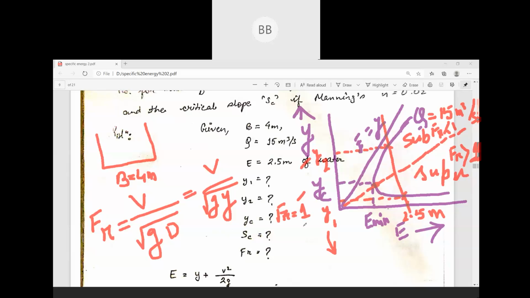Okay, so now what we have to do is find the y1 and y2 values for which your energy is the same. Then we need to find the Froude number for both depths. Your y1 will be supercritical and y2 will be subcritical. So when you find the Froude number for supercritical, that means for the y1 value, it should be greater than 1. And for subcritical, the Froude number for the y2 value should be less than 1.